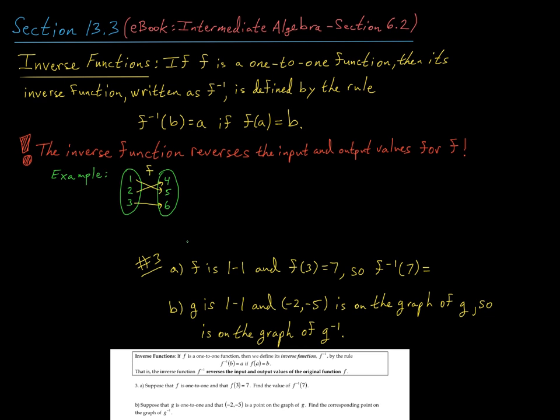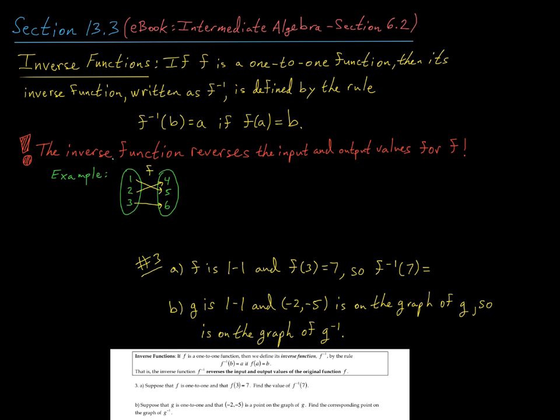All right, now that we've talked about relations and functions and one-to-one functions, we're in a place to define inverse functions. So the definition is here up above. If f is a one-to-one function, then its inverse function, which we write as f with this little -1 up here, read as f inverse, is defined by the rule that f inverse of a number b will equal a if f of a is equal to b.